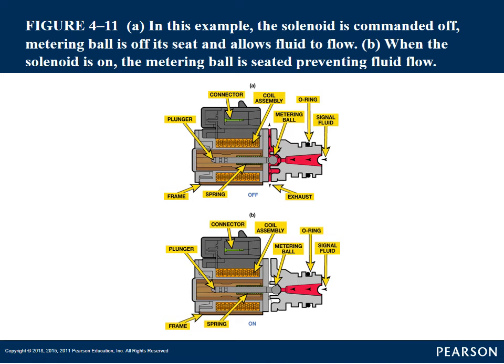Here's an example of an on-off solenoid being operated. You'll see in the off position, this is one that's normally open. You see how the fluid is able to flow through the valve. But as soon as they energize it, it goes on, the plunger moves, blocks the fluid flow, and it's not able to flow through the solenoid. That's a simple operation of an on-off valve.